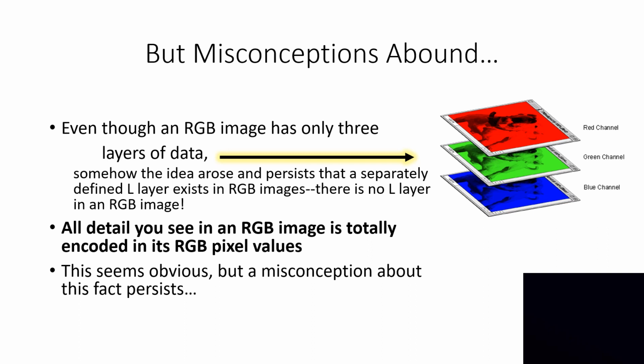So an RGB image only has 3 layers, but somehow the idea arose that there's a separate L layer. At least people often discuss images as if there's a separate L layer. Clearly there isn't. All the detail you see in a final published RGB image, whether by you, by Hubble telescope people, or whatever, is all captured in just those 3 layers. So this may seem obvious, but misconceptions persist.